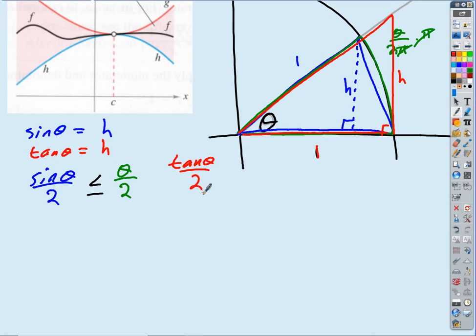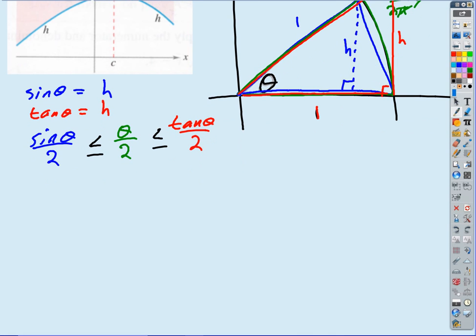So tangent theta over 2. Everybody agree? Okay, and we know that that one's going to be even bigger than the sector, greater than or equal to the sector, right? Okay, so we got this relationship. Let's do a couple things here. Let's go ahead, let's rewrite the tangent first of all in terms of sine and cosine, how about?